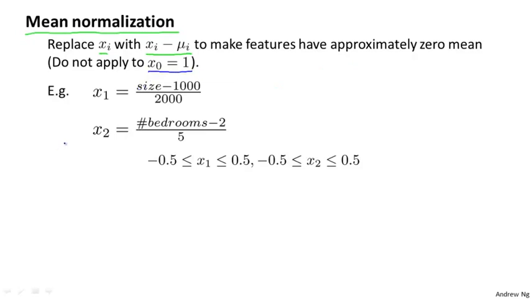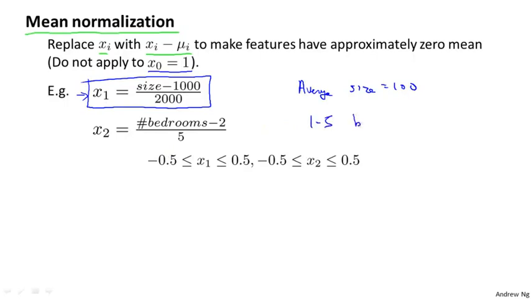But concretely, for other features, if the range of sizes of a house takes on values between 0 to 2000, and if the average size of a house is equal to 1000, then you might use this formula: set the feature x1 to be the size minus the average value, divided by 2000. And similarly, if your houses have 1 to 5 bedrooms, and if on average a house has, say, 2 bedrooms, then you might use this formula to mean normalize your second feature x2.